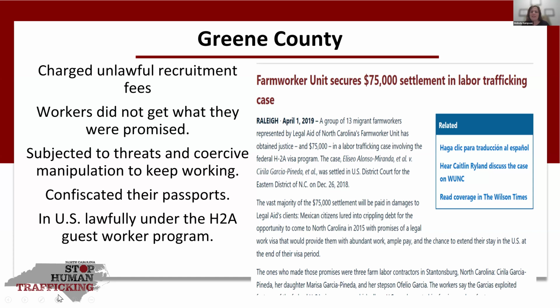And as you can see, this is actually a settlement and not a federal crime story, because sometimes labor trafficking cases are really hard to prosecute. And it's just like the illicit massage business case earlier. However, justice can be gotten for some survivors. So the farm worker unit did secure a $75,000 settlement in this labor trafficking case.